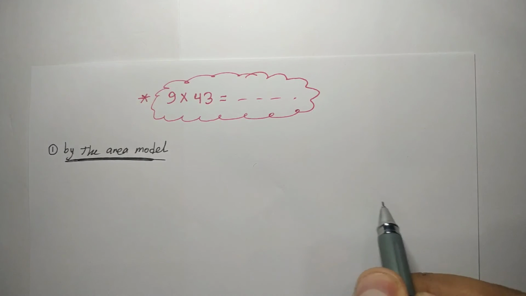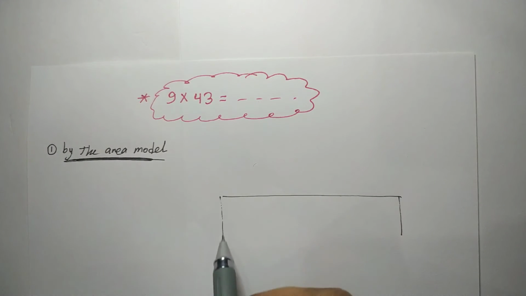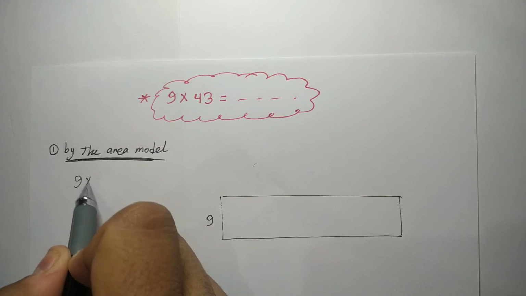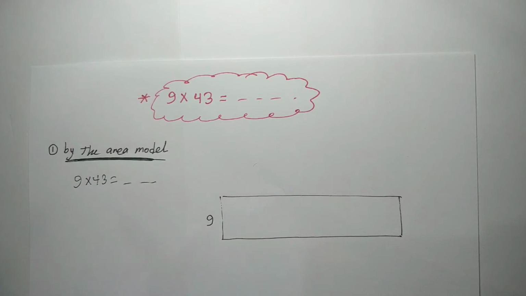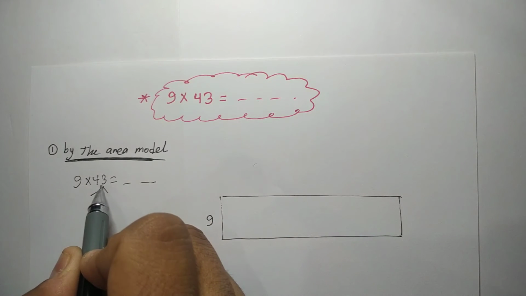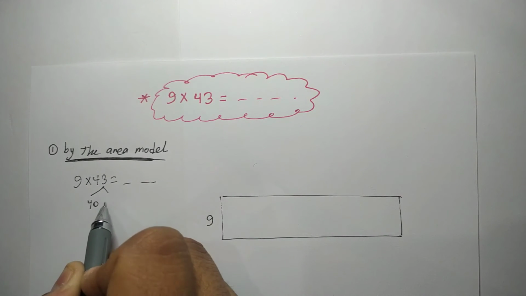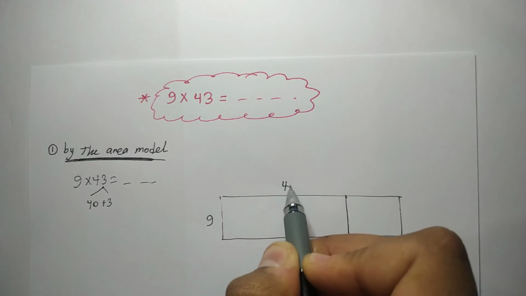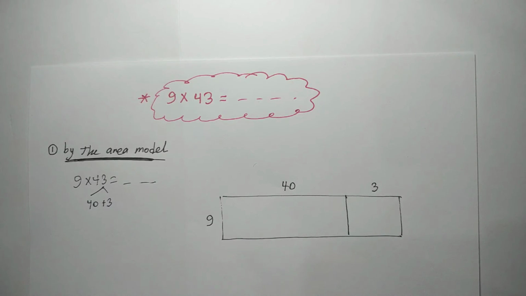In the area model, we draw a rectangle, and right here I will write 9, and here I will write the example again, and here I will divide 43. It will be 40 plus 3. So I divided the rectangle. This is 40 and this is 3.